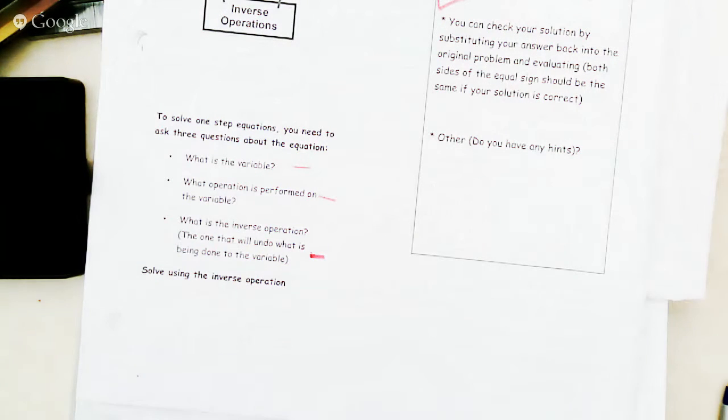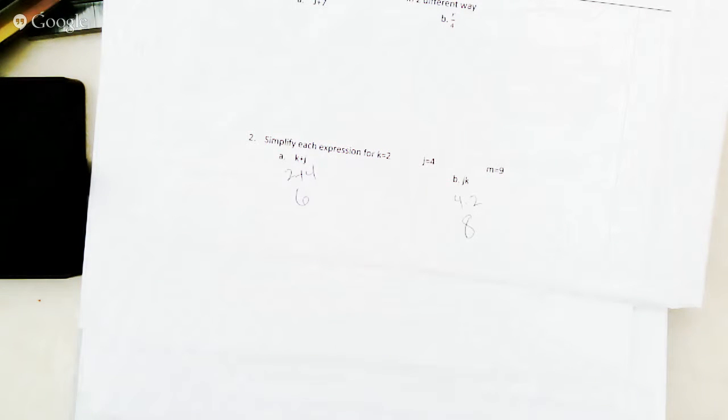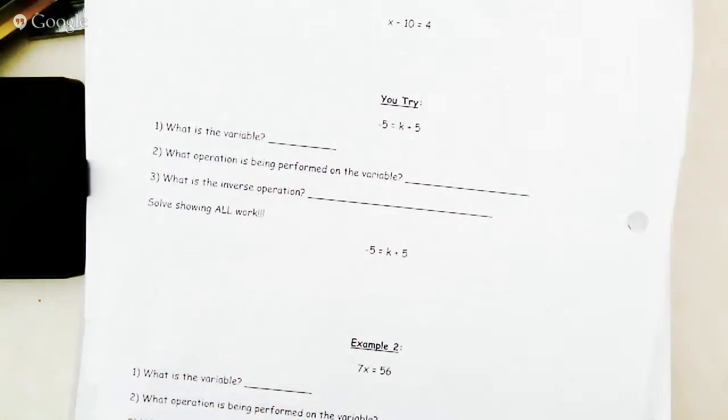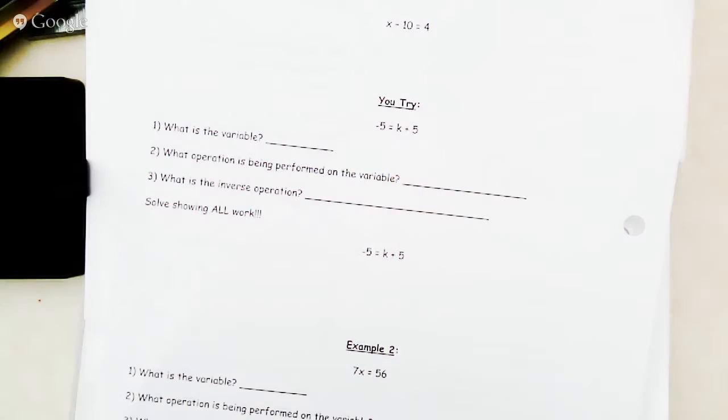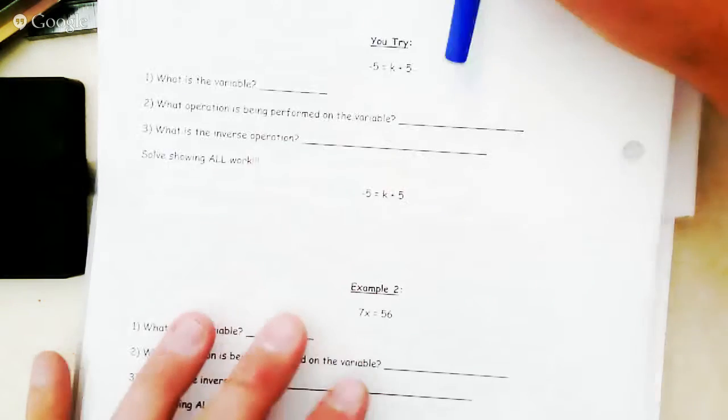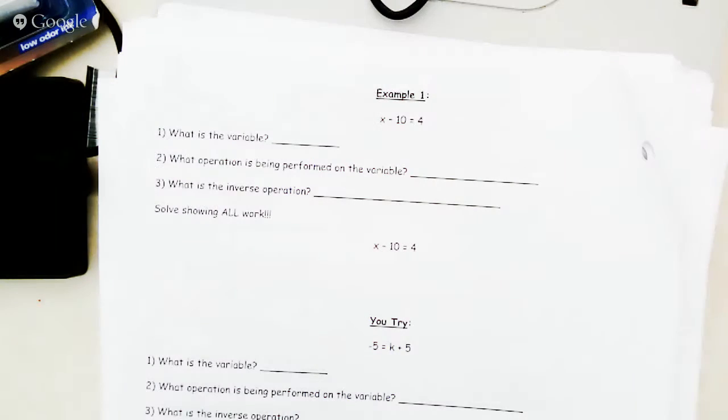Okay, let's take some notes and show you what you got to do today. Flip over. Let's do the first one. Example 1 today, we've got x minus 10 is equal to 4. You've probably done this before at some point. Today, what are we looking for? We're looking for you to review it and get 100% on it.